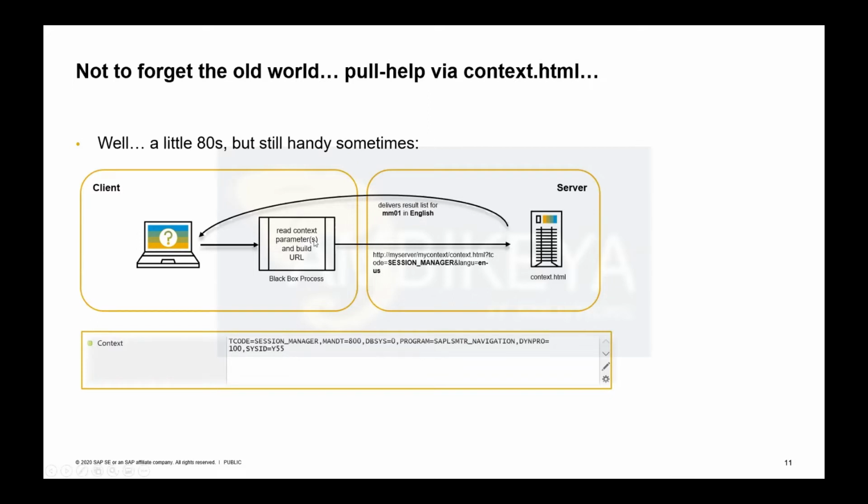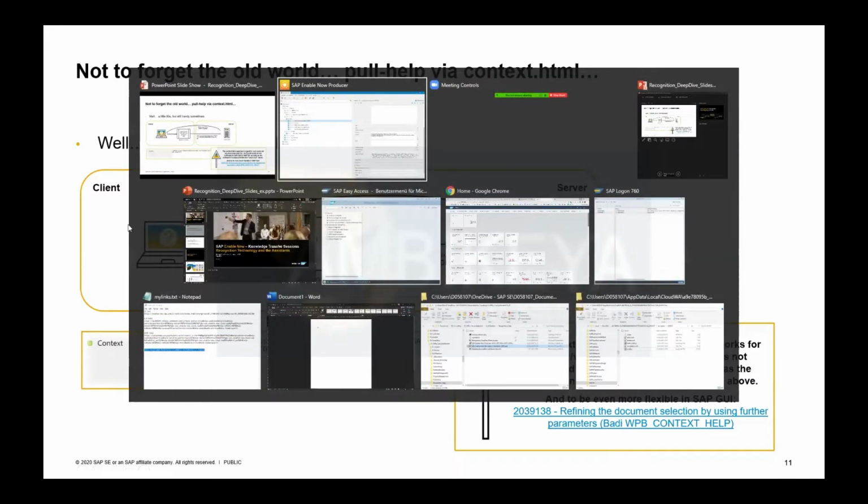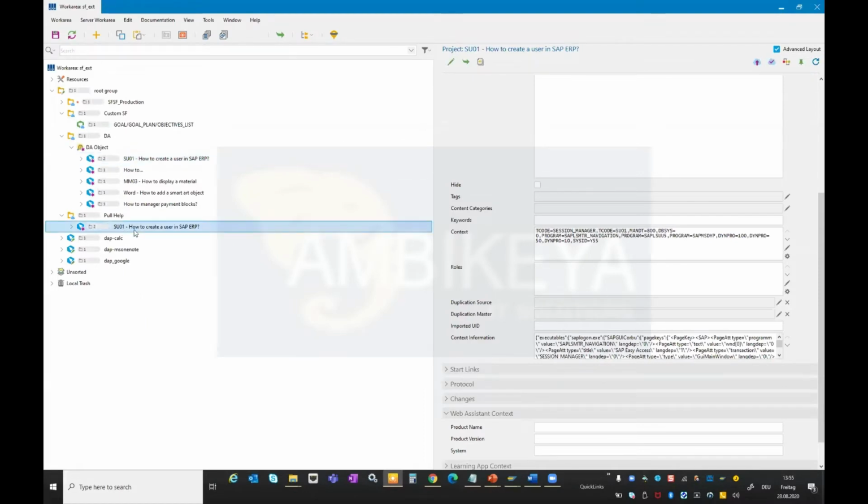What I just want to emphasize, and this is easily forgotten, the context HTML approach is fully generic. That means it's key value pairs here. T-code is session manager. Mandate is, this is all coming from SAP. I give you that one example in my favorite transaction called SU01, where we have a T-code session manager because that's where the session started, and a T-code SU01 because that's the actual transaction, and plenty of others.